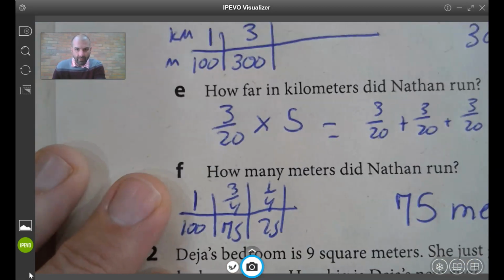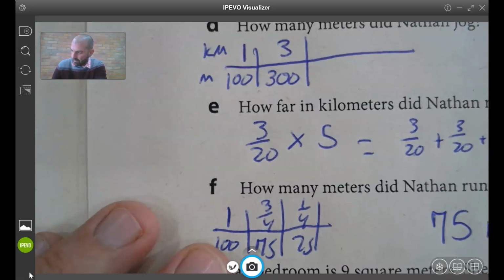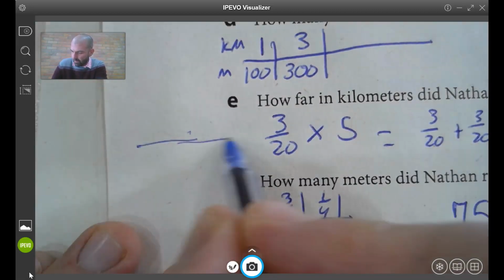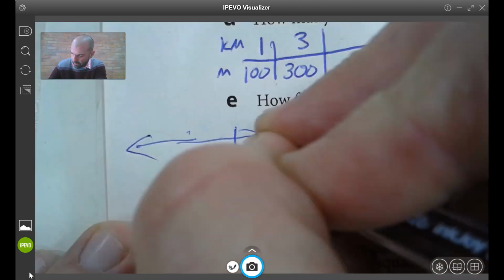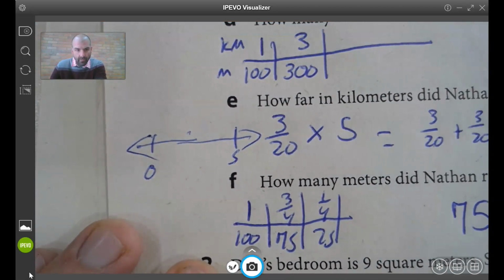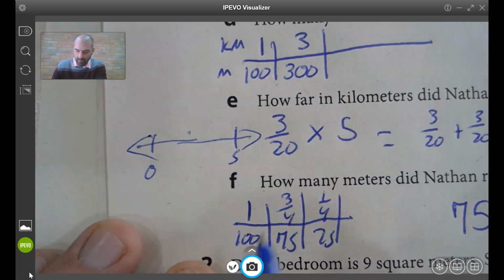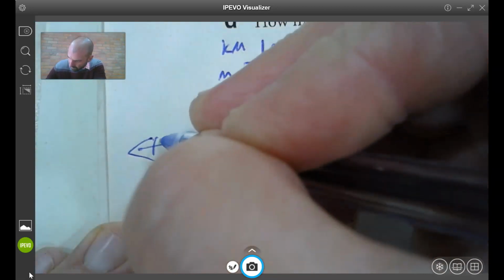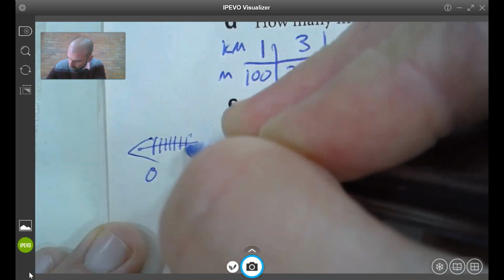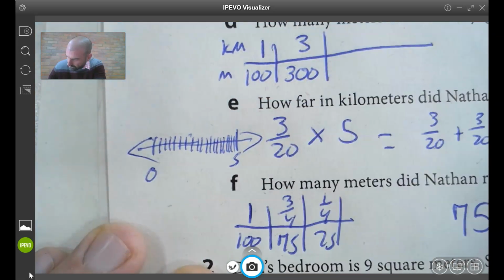The 3/20ths. How can I draw that one out? Did you all have any ideas? 3/20ths. I always feel like with distance, the number line makes sense. So then I split this from 0 to 5 into 20ths. So that would be 19 lines. 1, 2, 3, 4, 5, 6, 7, 8, 9, 10, 11, 12, 13, 14, 15, 16, 17, 18, 19.